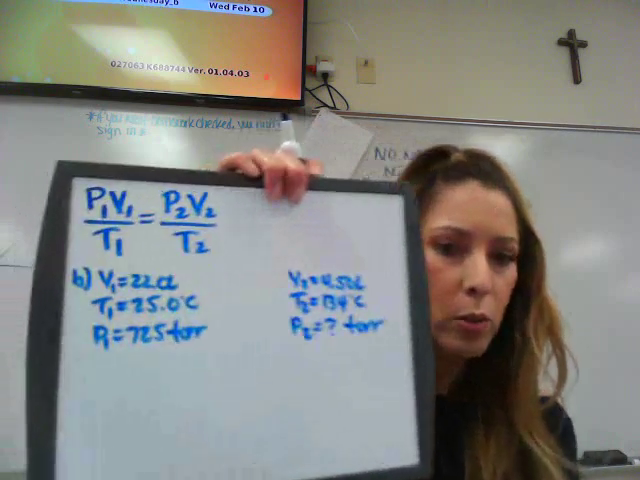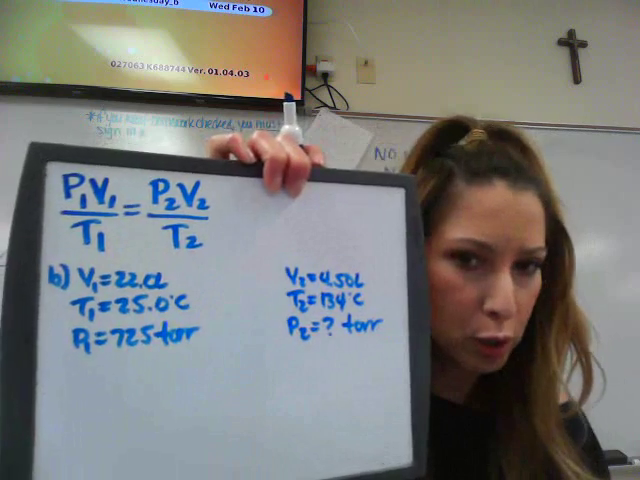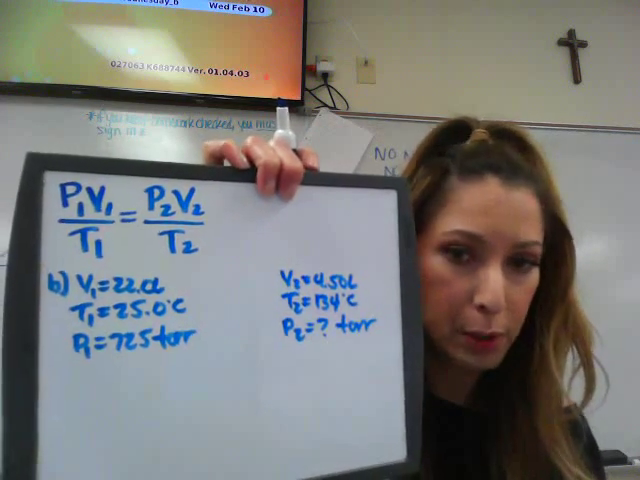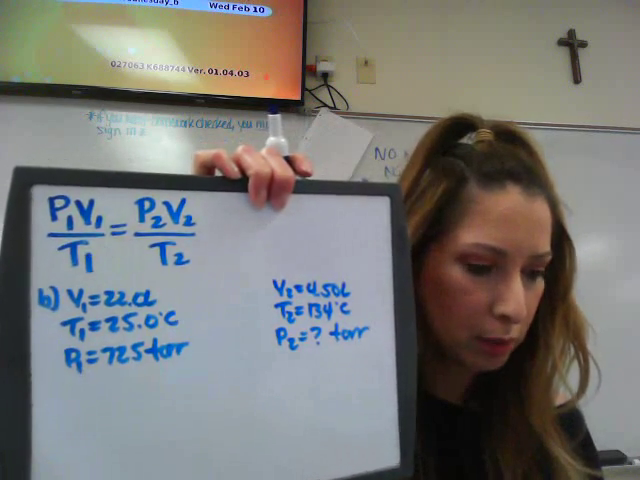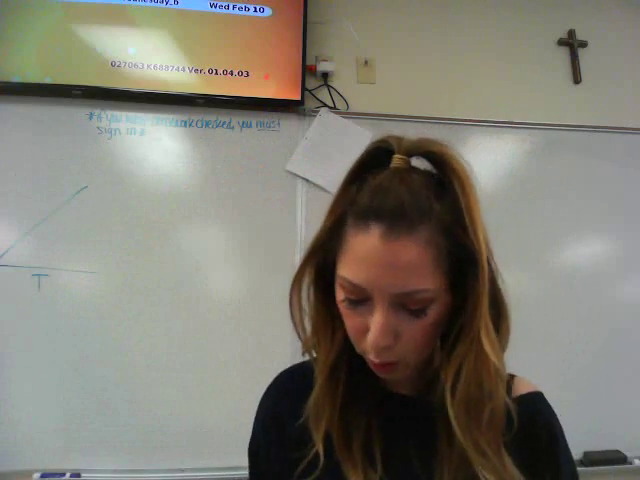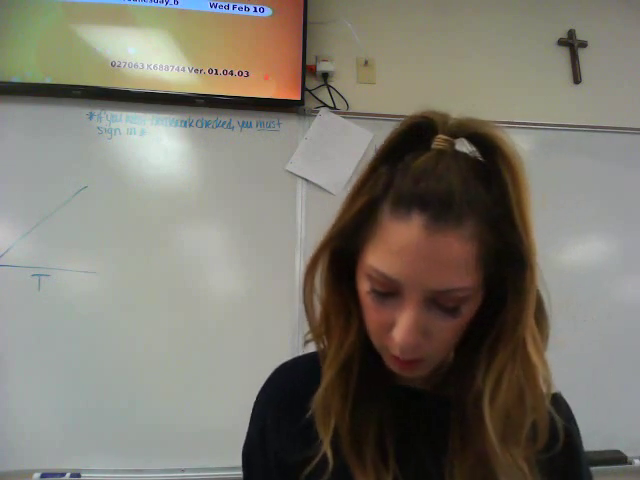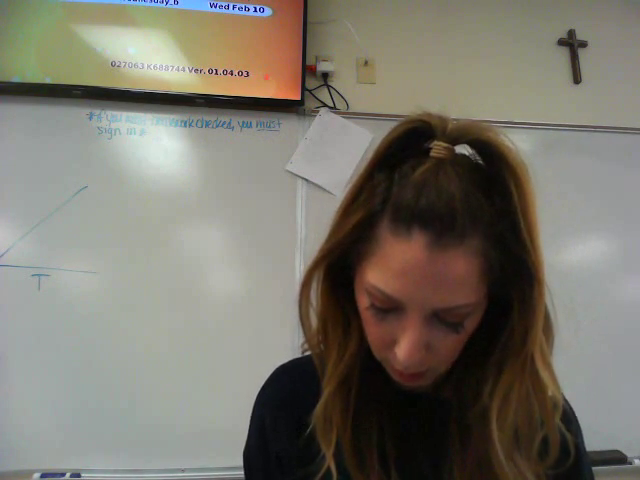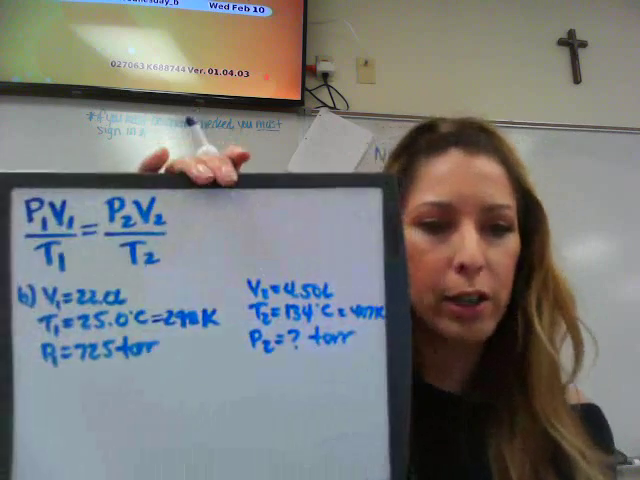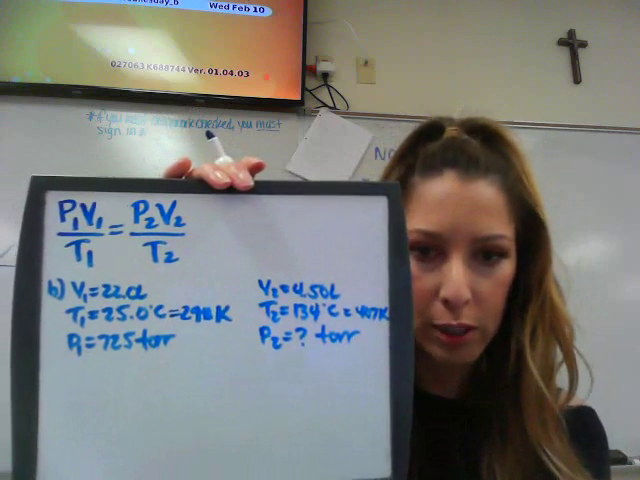Okay, so I line up everything like this. My volumes are both in liters. My temperatures need to be in Kelvin, so let's convert that now. 25 plus 273 is 298 Kelvin. And then 134 plus 273 is 407 Kelvin, like that. Now I can go ahead and put my numbers into the equation.